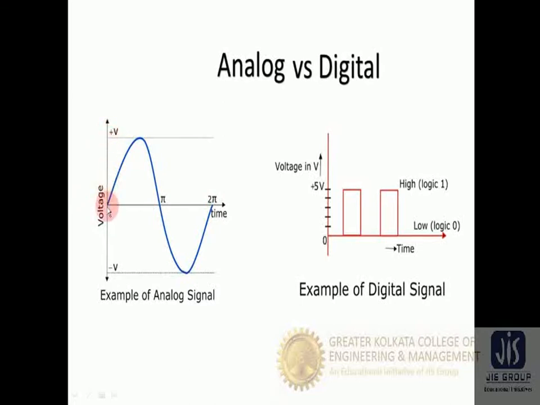You can see the voltage is continuously increasing and it moves to a top peak position and it decays down towards the minimum position, and then it moves up continuously in nature. That is why it is called an analog signal.